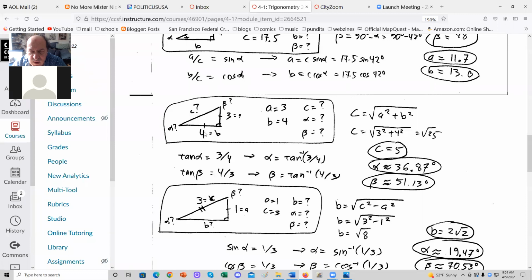Okay, now here we have a right triangle given 2 sides around the right angle: 3 and 4 for A and B. What's the hypotenuse C, and what are the 2 angles alpha and beta? Now for this one, we have 2 sides of a right triangle. We want to find the diagonal C.